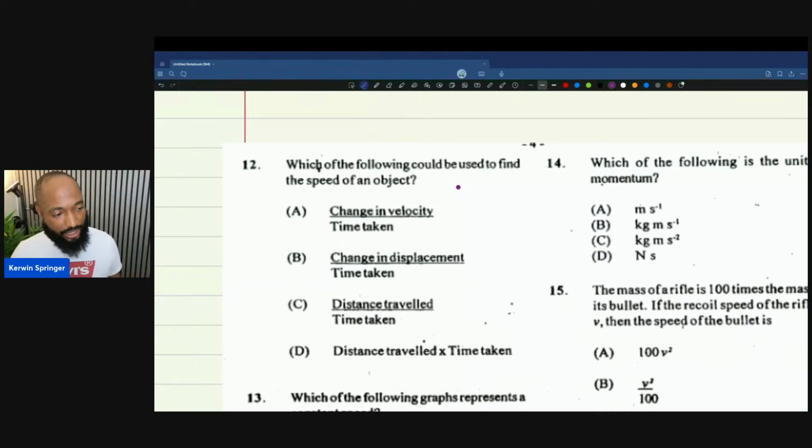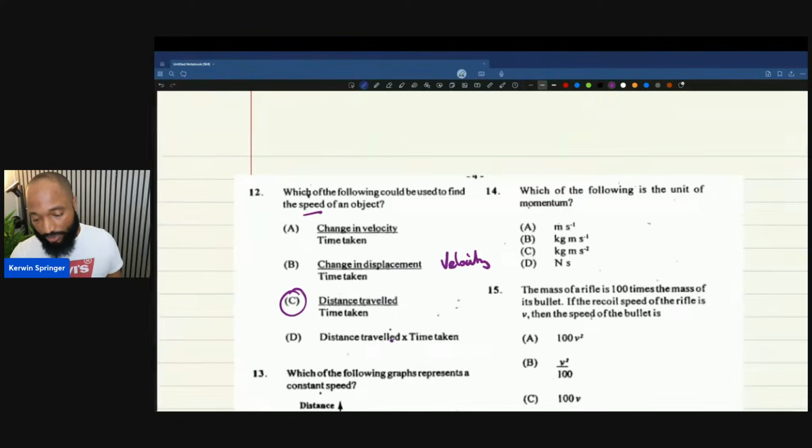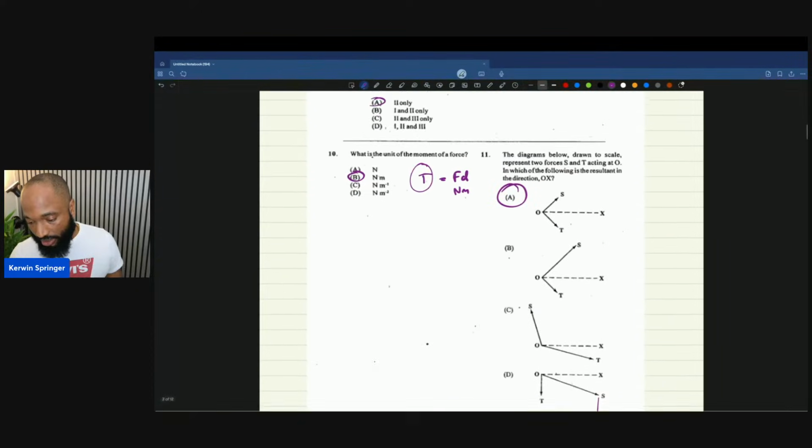Somebody asked to explain number 11. Distance travel over time taken. Now, they said speed, so I would go with that answer. See, if I go change in displacement over time taken, this is more specifically velocity. So the best answer for this is actually C. Change in distance over time taken. The rate of change of distance.